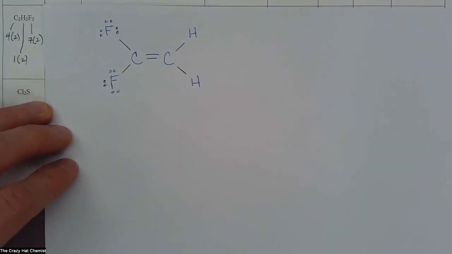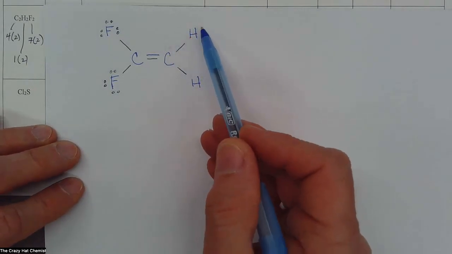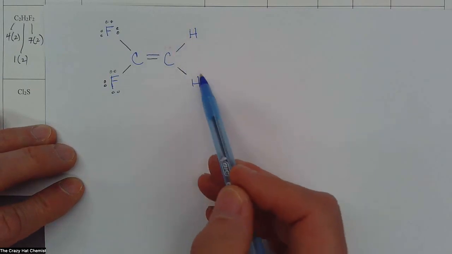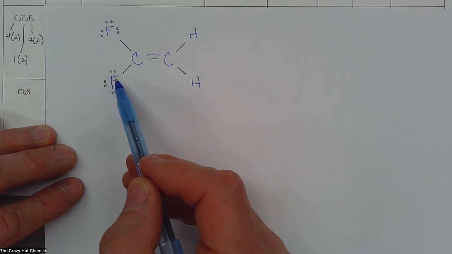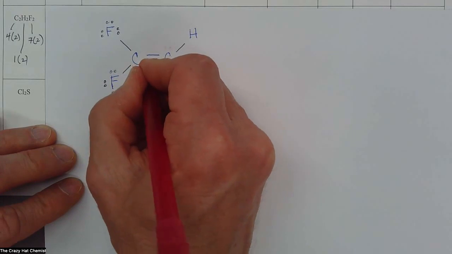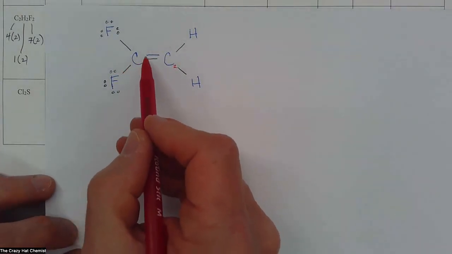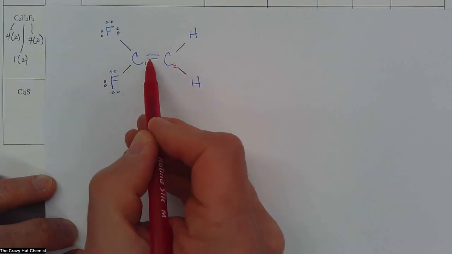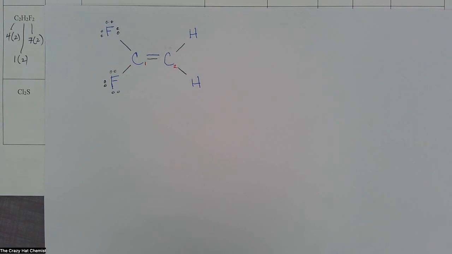All right. So now you should see that the right hand hydrogen has a duet. The lower right hand hydrogen has a duet. This left hand fluorine has an octet. And you should see that carbon, and I'll just call this carbon one and carbon two, for simplicity's sake here, an organic chemistry thing that you'll come across in organic chemistry. So this carbon one has 2, 4, 6, 8. This carbon two has 2, 4, 6, 8. So they both have an octet, which is 8, right?